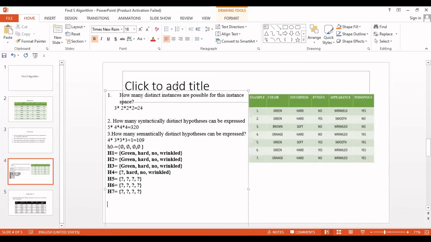So find out the output for this particular record: green, then soft, and then no, and wrinkled. What is the answer for this? Yes, it is poisonous, because according to our last hypothesis, we have question mark in all the fields. That means whatever the input for any of the 4 fields, your output will be a positive example. Positive example means in that particular column, you will have yes as the output. So you can say that yes, it is poisonous.